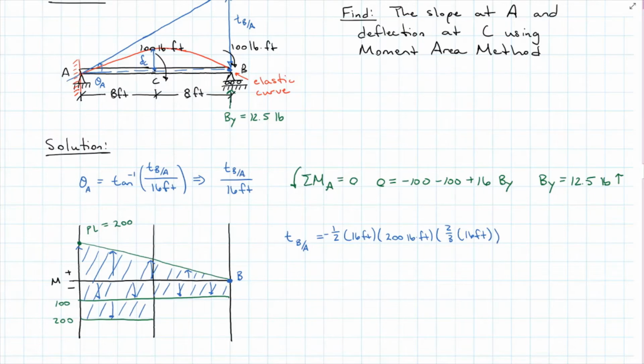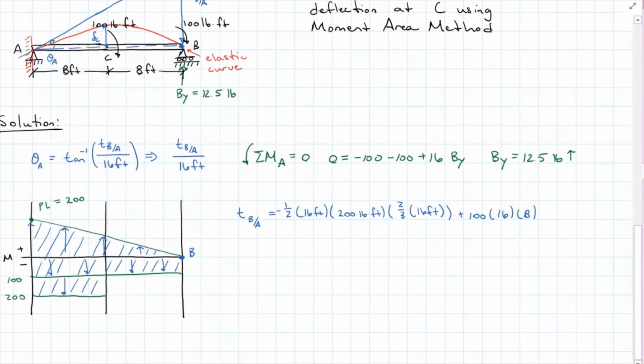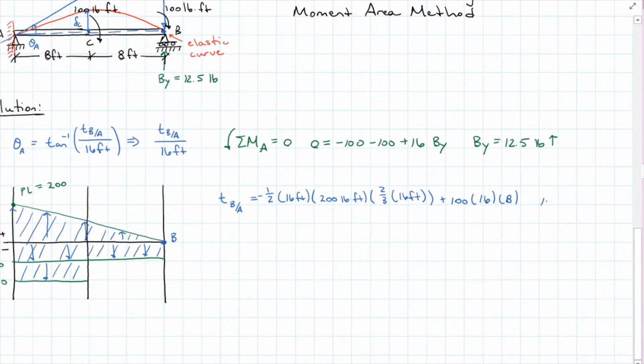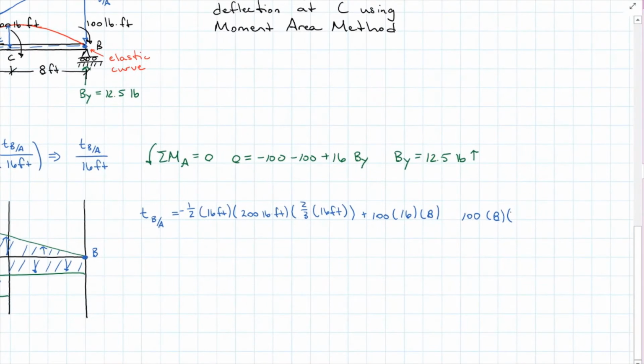I'll have my next rectangular area, which is 100 times 16, and the distance to its centroid from B is 8. I'm being lazy and not writing units here because I wrote them all in the first one. And it'll be going counterclockwise, so that is an added moment. My last area is a height of 100, because we've already used that first 100 in my long rectangle. It has a width of 8 feet, and the distance to its centroid from B is 8 plus half of 8, which is going to be 4 feet. It is also counterclockwise, so it will also be added to the equation.